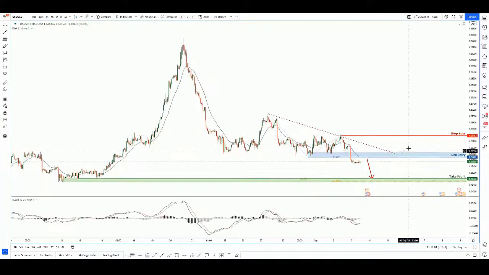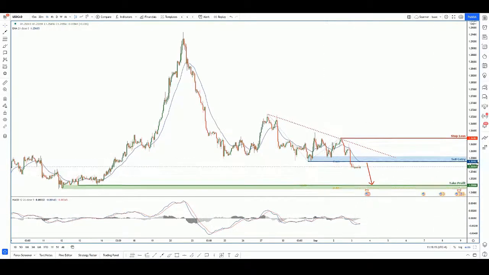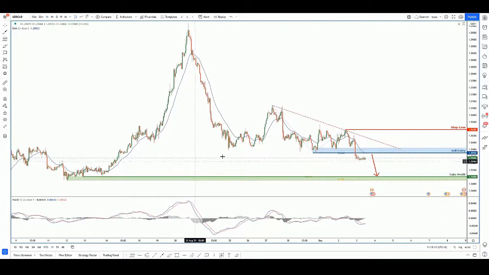Last but not least, we can also look at the momentum indicator. Price is holding very nicely below the moving average. MACD is below zero with no sign of divergence, showing that price is indeed in a bearish environment.